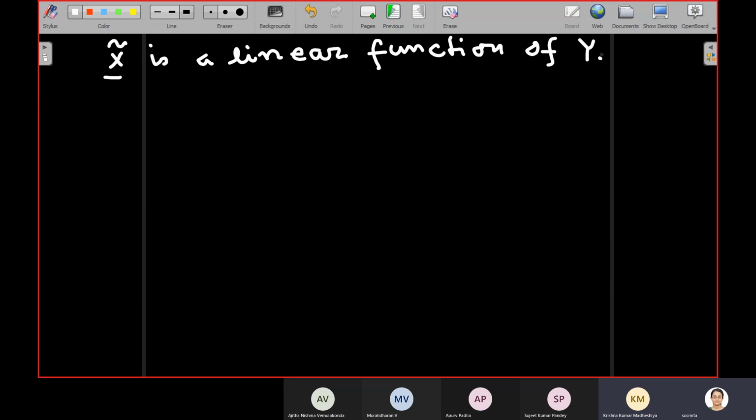Which is not necessarily the case for an MMSE estimate. In case of MMSE, we cannot guarantee that the estimate will always be a linear function of y. The example that we considered is a very simple one. For that it's a linear function, but that is not necessarily the case always. Whereas in case of WLS, we get a linear function of y as the estimate.